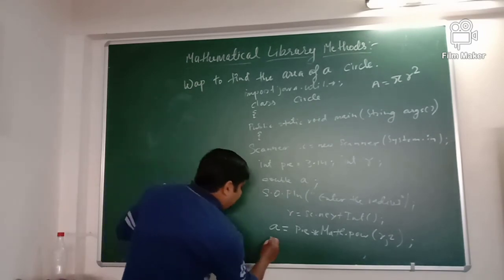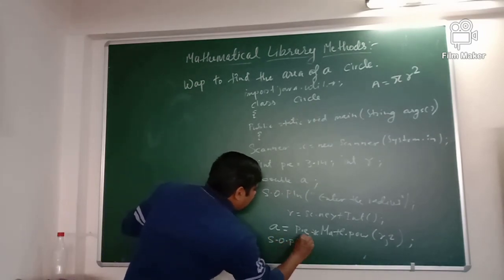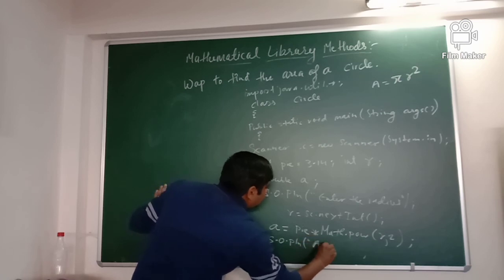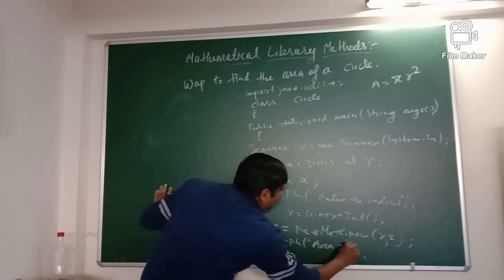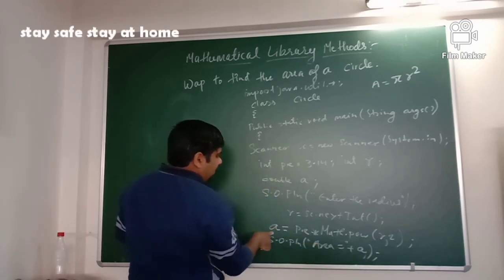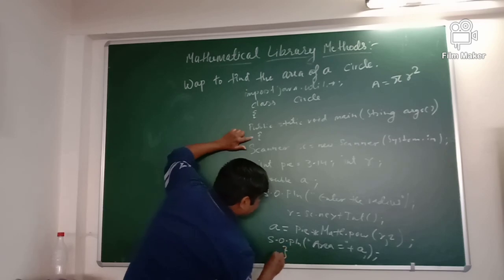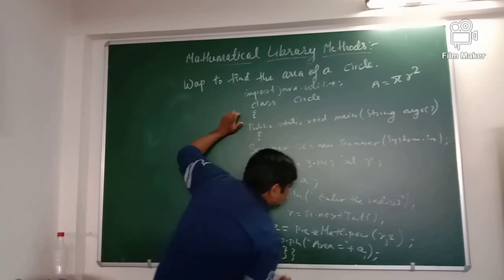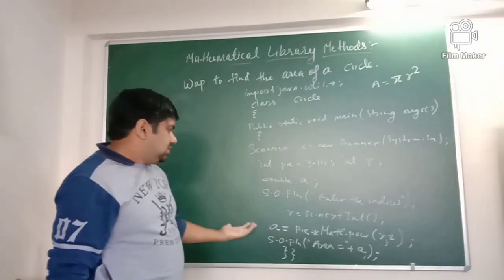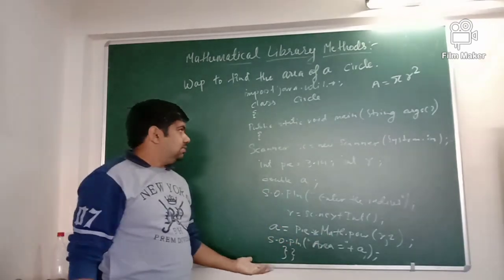So at the last you can print it here, System.out.println, area equals, plus A. Since this A is storing the value of the area, I wrote plus A here. And finally you have to close the method and close the class. So this is the method we are using to find the square of a number.